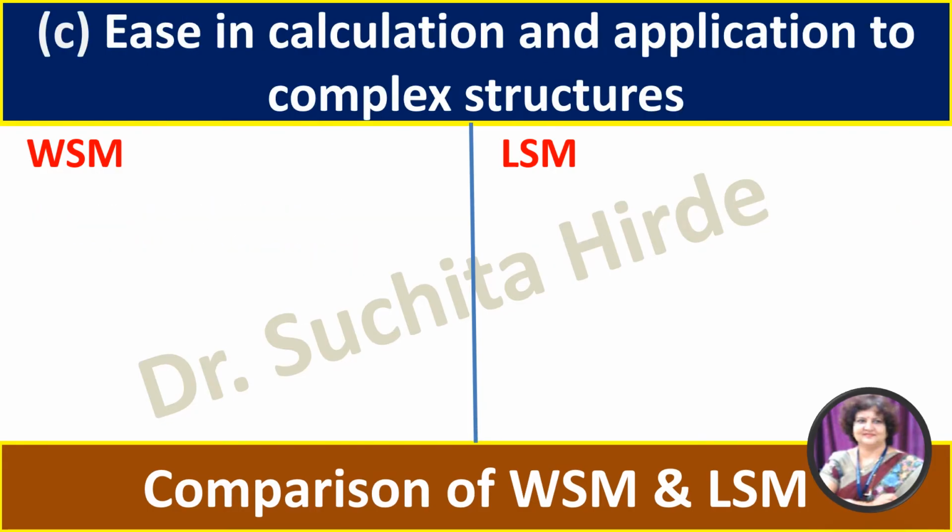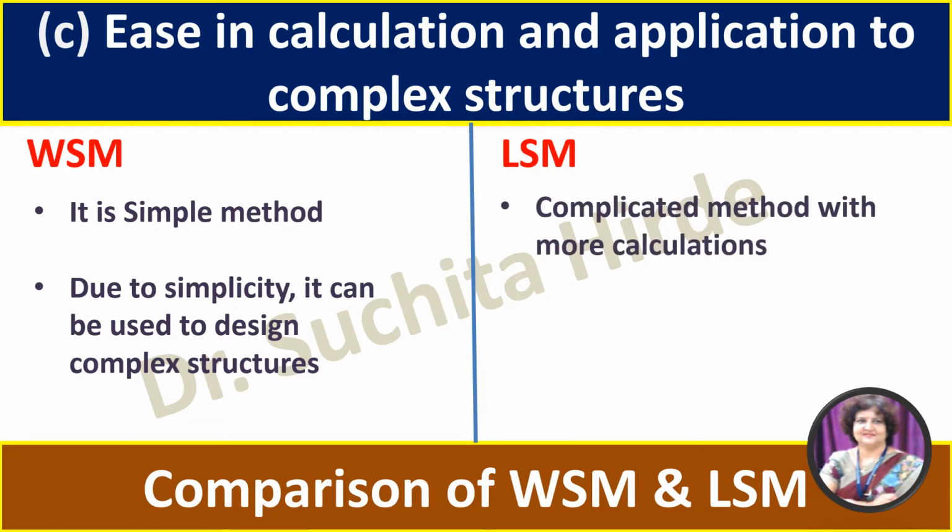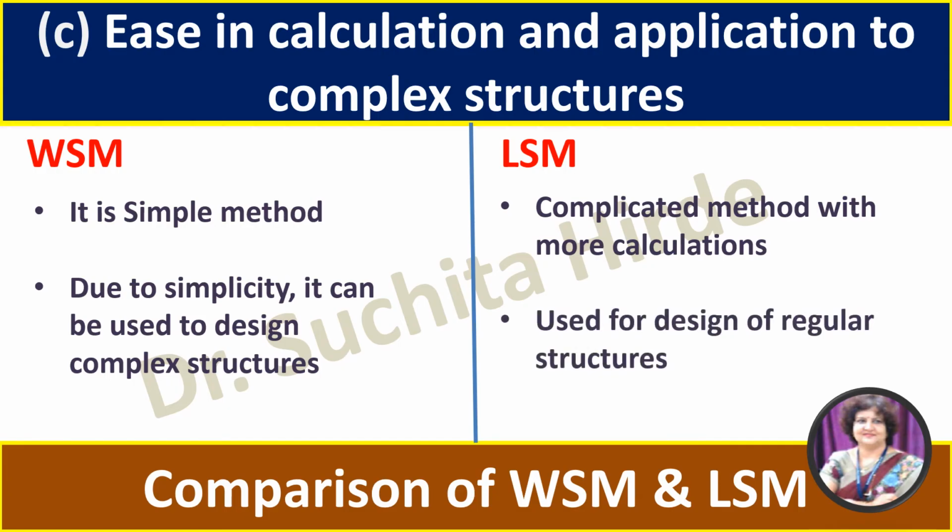Next point of comparison is ease in calculation and application to complex structures. As you know, working stress method is based on elastic theory, it is a simple method and due to simplicity it is used for design of complex structures. Whereas limit state method is somewhat complicated, involving more calculation than working stress method. So this is normally used for design of all the regular structures. For design of complex structures, this method is still developing.